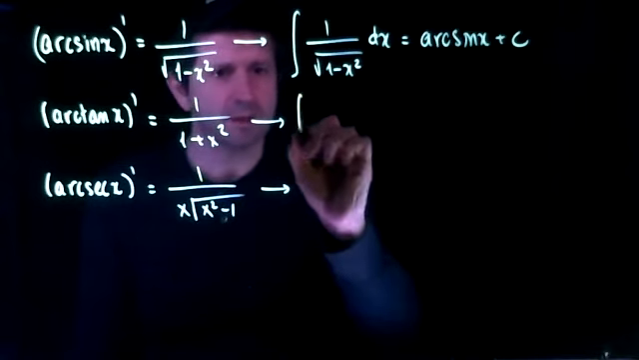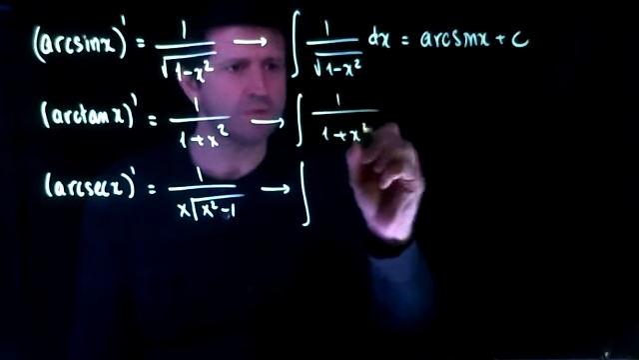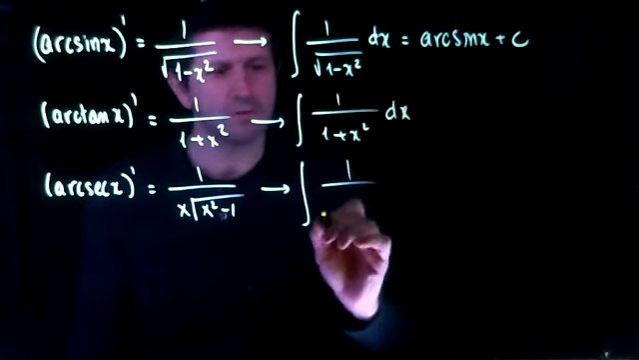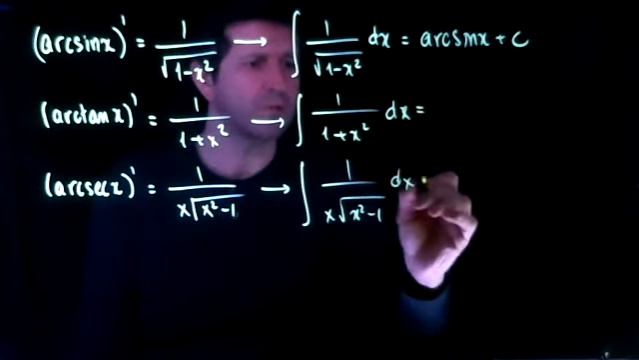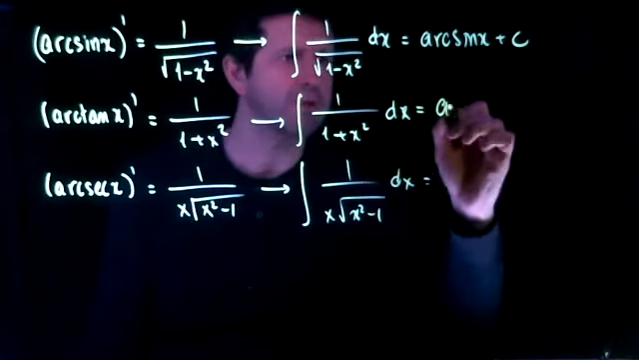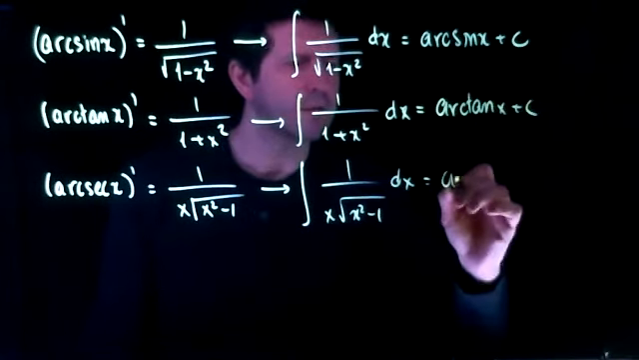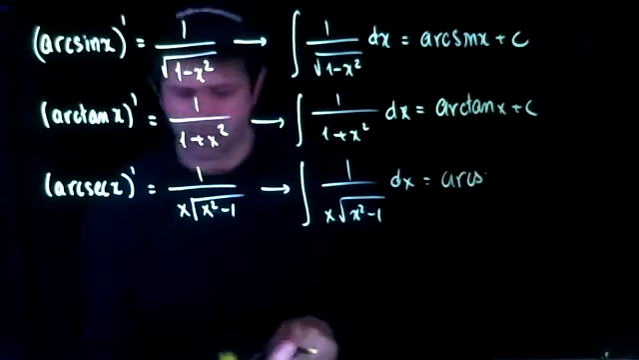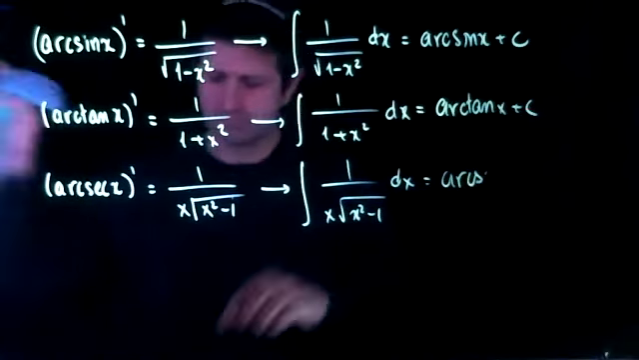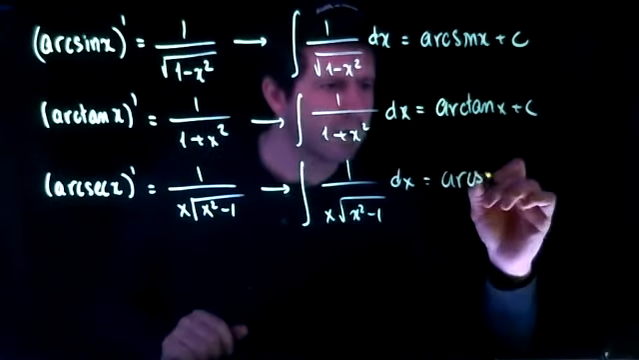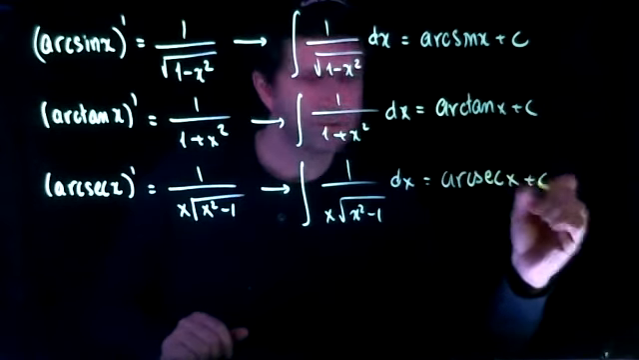So integral, and here I will have 1 over 1 plus x squared dx, 1 over x root x squared minus 1 dx. So I'm just repeating what we did in calculus 1, basically. So this is arc tan x plus c, and arc secant x plus c.